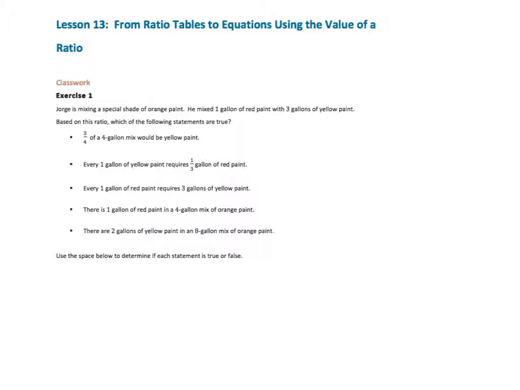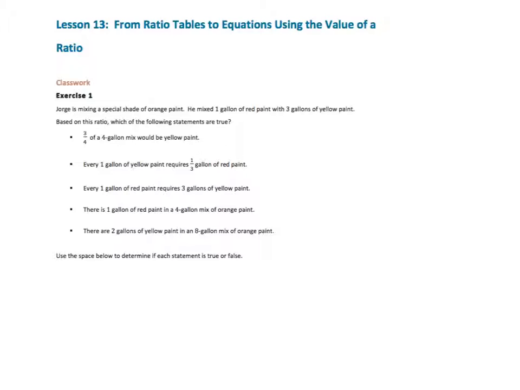Today I'll be looking at lesson 13, from ratio tables to equations using the value of a ratio. Let's look at exercise 1. Jorge is mixing a special shade of orange paint. He mixed 1 gallon of red paint with 3 gallons of yellow paint. Based on this ratio, which of the following statements is true?